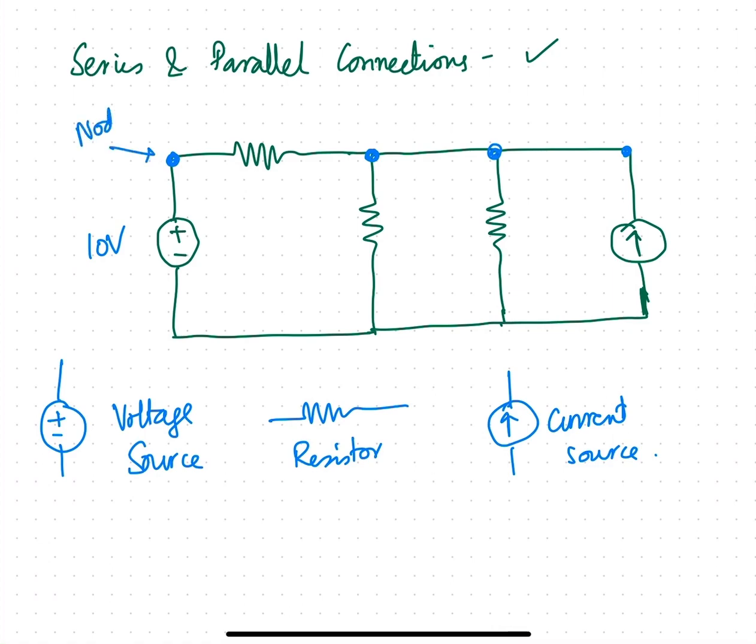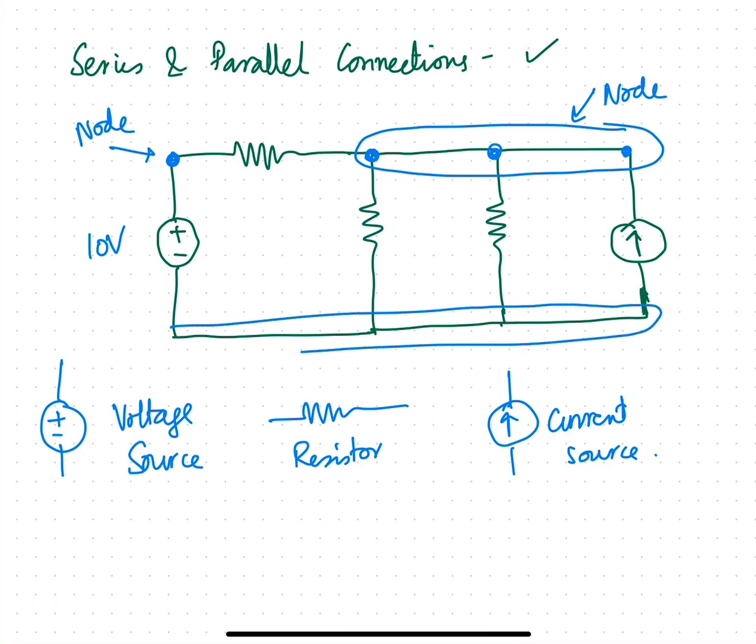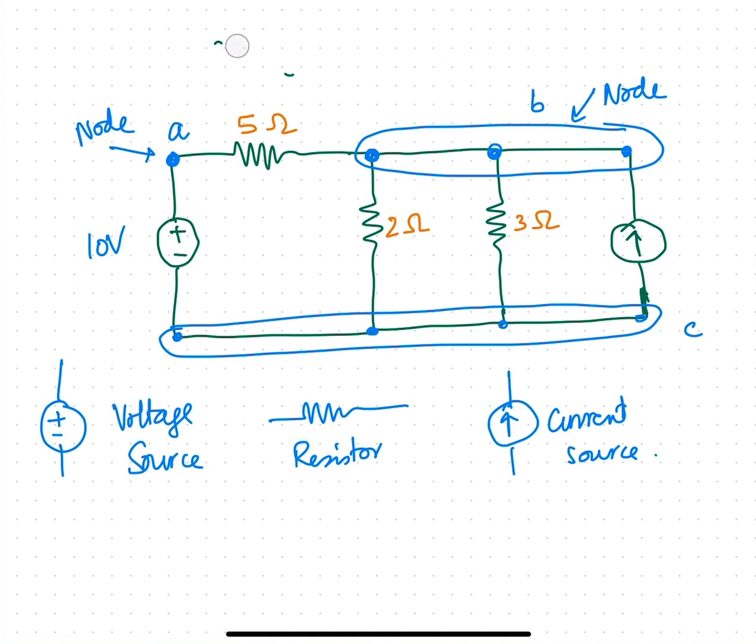Okay, so this point is known as a node, and so is this point, because all the 3 points are connected at the same point and there is no other element, no other resistor or any other element, so this is considered another node. Similarly, this is another node, since all of the 4 points are connected without any circuit element. So if we say this is node A, this is node B, and this is node C. Now this is 5 ohms, let's say this is 2 ohms, and let's say this is 3 ohms. So this is any general circuit.